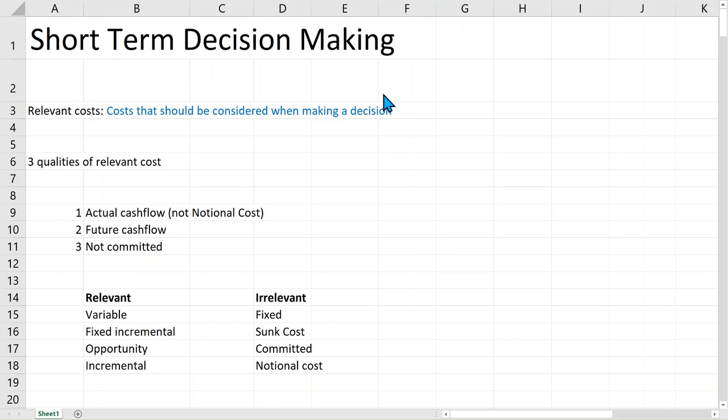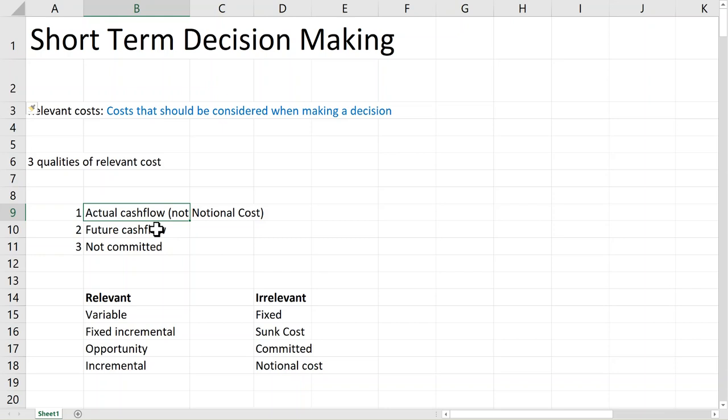Relevant means related. So these are costs related to a decision, or these are costs which should be considered when making a decision, or these are costs affected by our decision, whatever you want to call it. Relevant cost has three qualities. One is it is an actual cash flow. It is not notional cost.